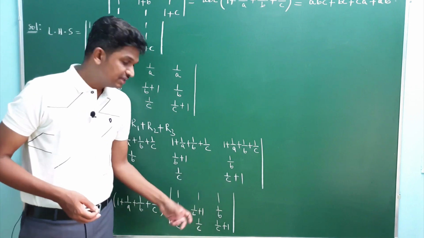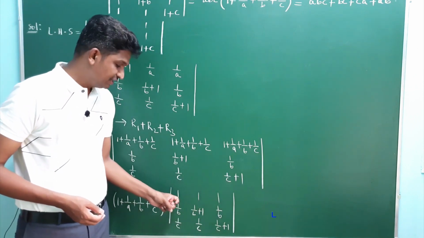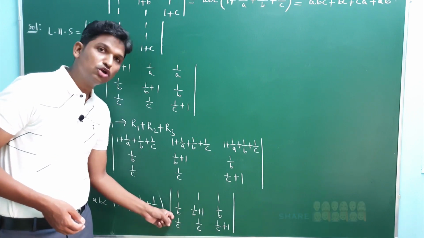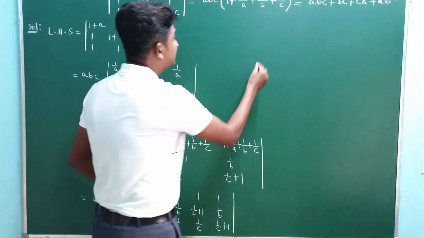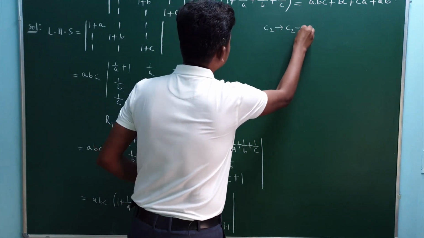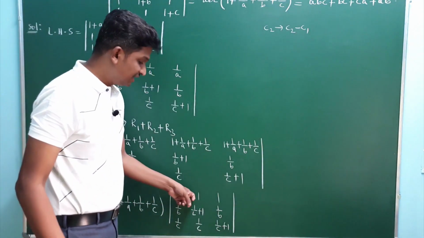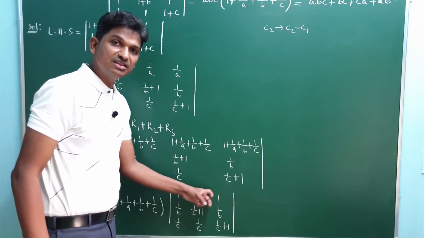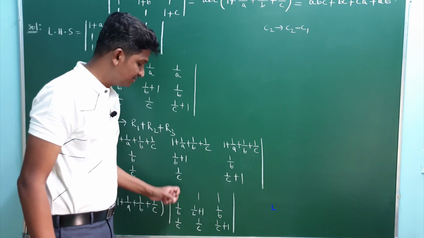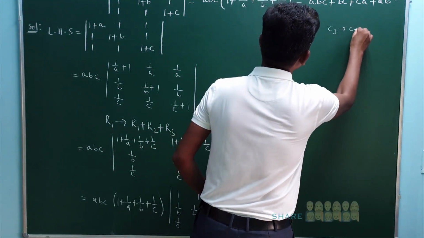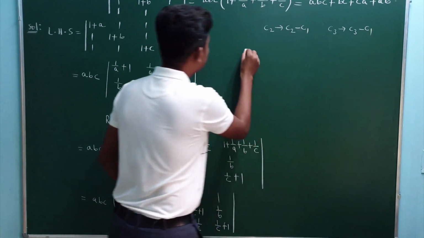Here, how will you do it further? I will make this one 0 by using this one. This is in the second column, and this is in the first column. So I will write the operation C2 changes as C2 minus C1, to make this element 0. Now I'll make this element 0 by using this element. This is in the third column, and this is in the first column. So C3 changes as C3 minus C1. I am going to apply these operations.